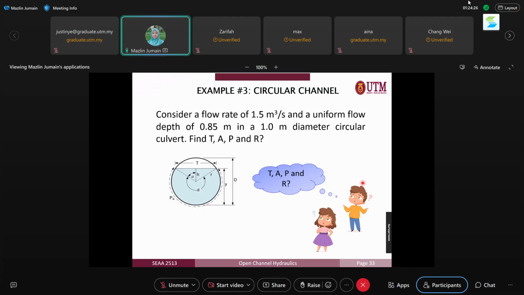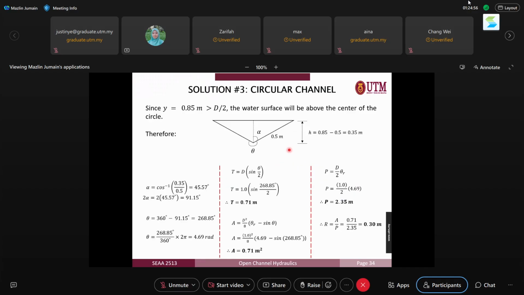Next, for example 3, for the circular channel, okay. So consider a flow rate. We have Q here equal to 1.5 meter cube per second. And then we have a uniform flow depth, which is Y equal to 0.85. And then we have the diameter of a culvert equal to 1 meter. So you need to find T, A, P, and also R. Okay. And then this is the solution.